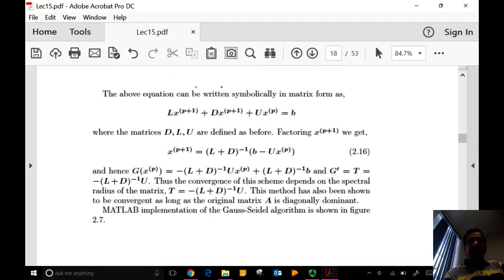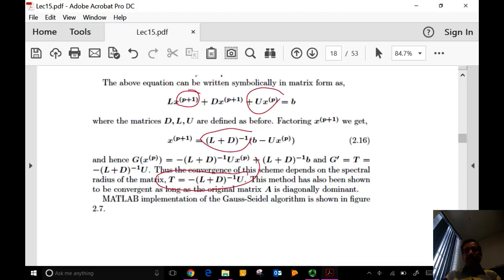So the difference is this is at P plus 1. The lower part is at P plus 1 because they're all known, and the upper part is at P. And so it is L plus D inverse now, and that becomes your T. Once again, the proof for this exists that as long as the matrix D is diagonally dominant, this method will converge. It's guaranteed to converge, meaning its spectral radius will be less than 1.